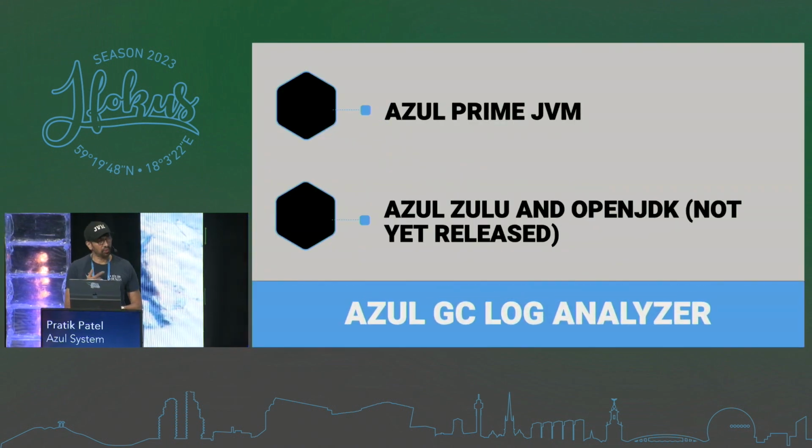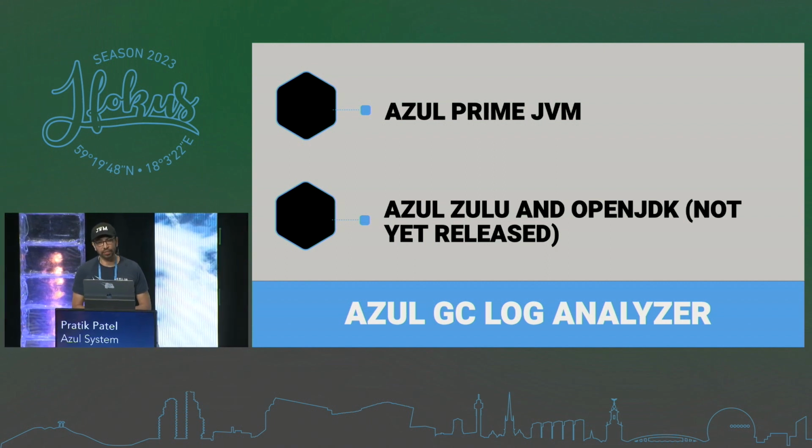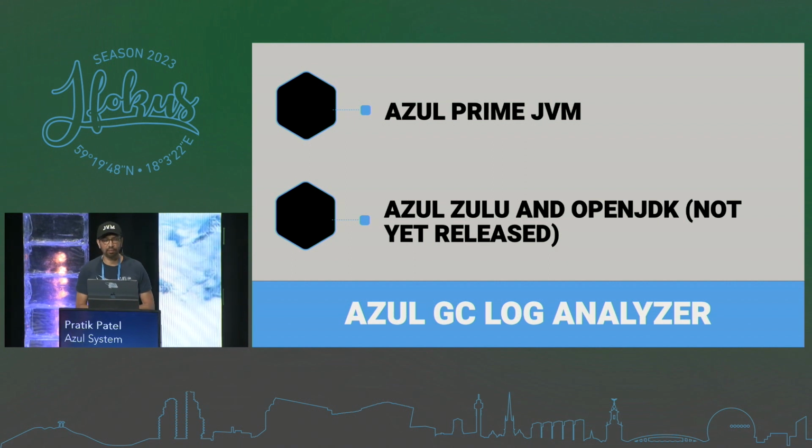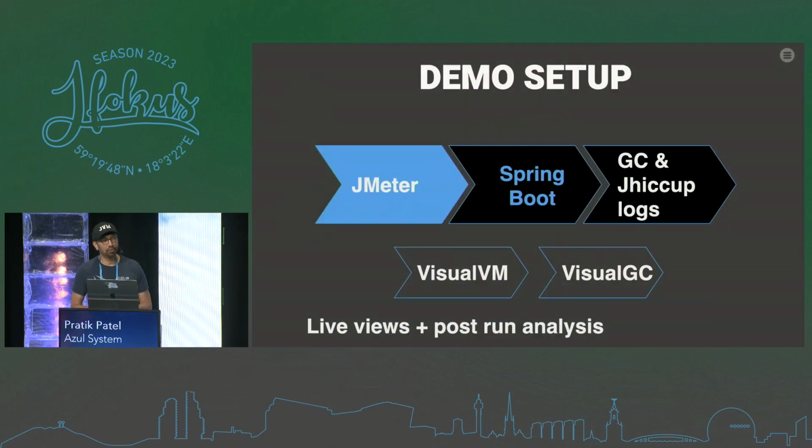So another tool that we're going to use is the Zulu GC Log Analyzer. It's available for Zulu and OpenJDK. It hasn't been released yet publicly, but it should be soon. But you can use any GC tool you want. Some people use GC Easy, for example, which is a nice website where you can just throw in garbage collection logs, and it'll give you a nice graphical output.